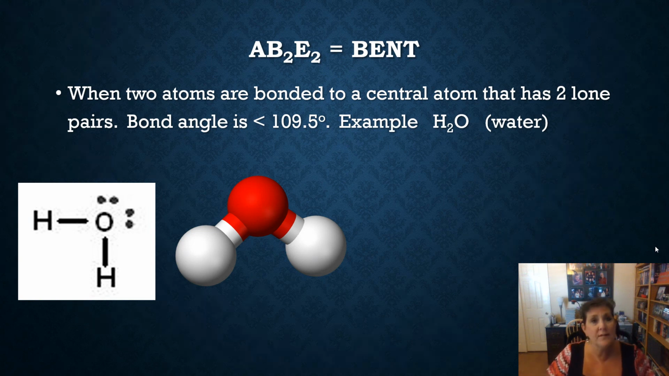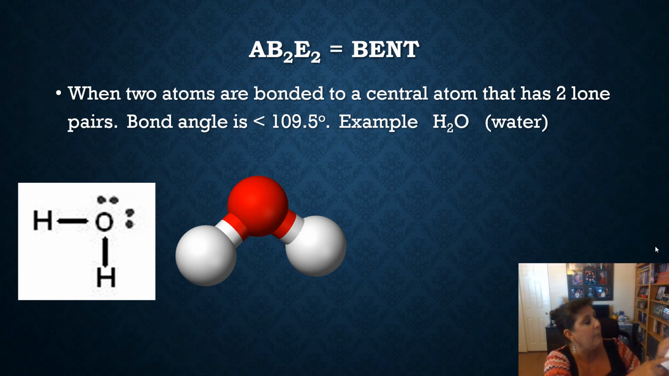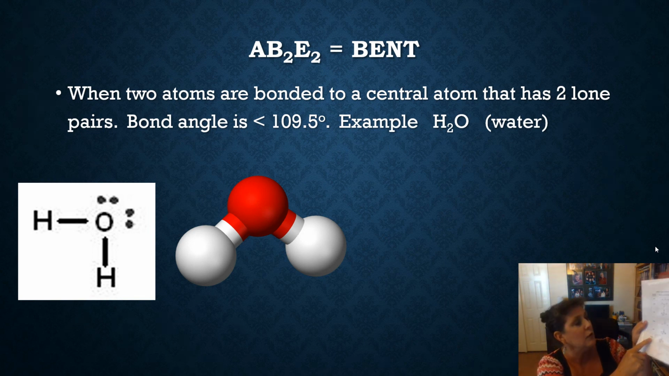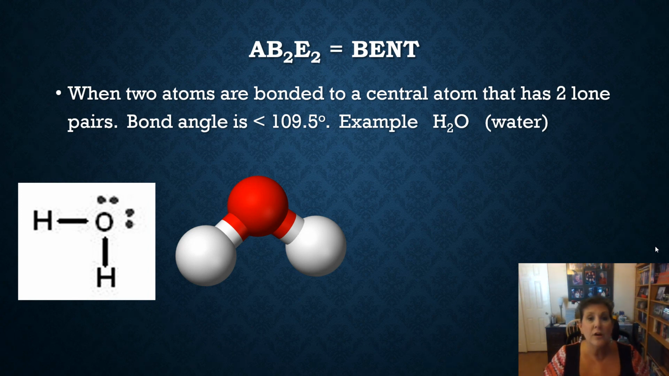So water's an example of this bent. See, we have the H2O model with 2 lone pairs on oxygen. So that really makes it bent. The bond angle is just a little less than 109.5. So that's the bottom row, AB2E2. It's bent, but we have 2 lone pairs on the center atom. It's called bent, but the bond angle's different from the other bent. The bond angle's a little less than 109.5.